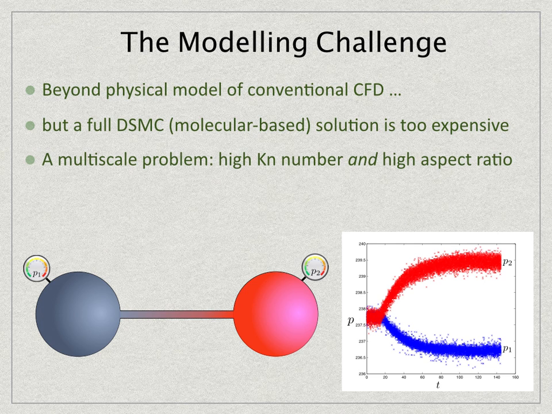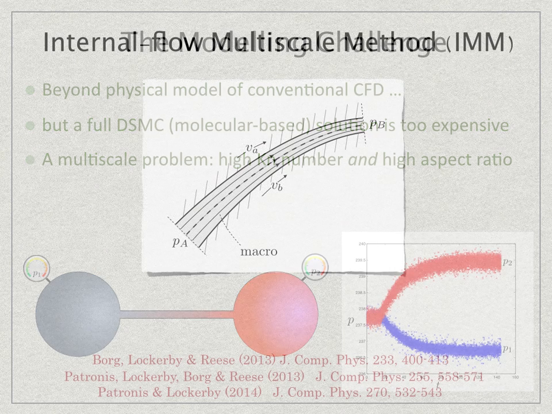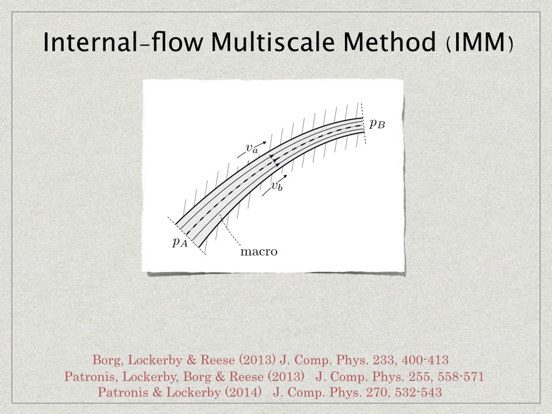So the degree of rarefaction is expressed by the Knudsen number. So we've got a high Knudsen number, but we've also got a high channel aspect ratio. So that combination makes it problematic from a modelling viewpoint. So to tackle that, we've developed a multiscale method, which is a variant of the heterogeneous multiscale method, which we've called the internal flow multiscale method. And I'm only going to be able to give you a very broad overview of the basic concepts here. So for particular details, I refer you to these JCP papers that we've published over the last couple of years on this.